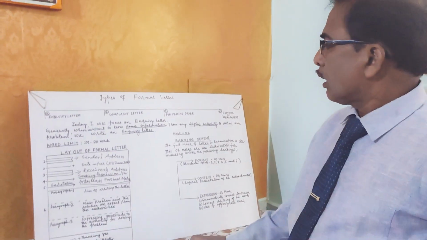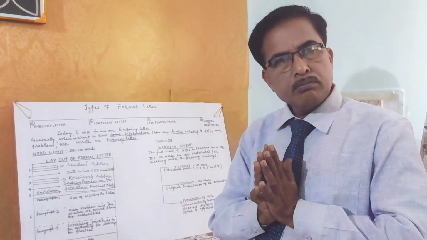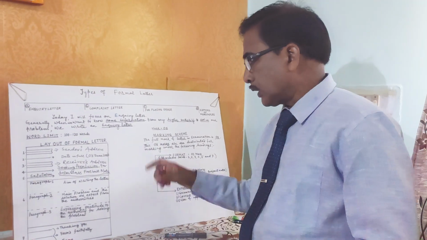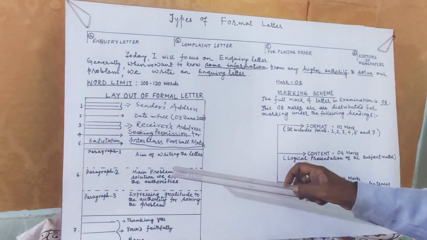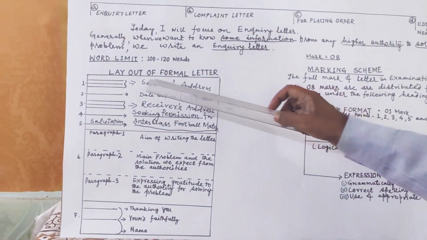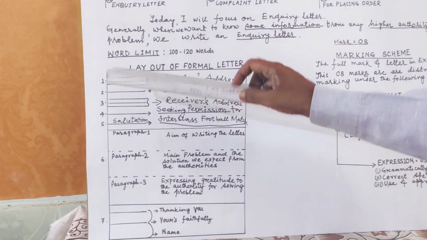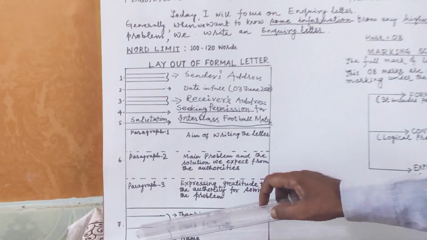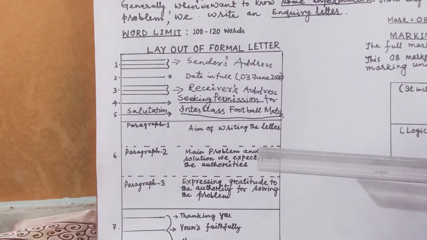Now let's see, this formal letter that CBSE has prescribed carries 8 marks. And what is the word limit? 100 to 120 words. Now let me show you a design, a layout of the formal letter. Now students, you can see I have mentioned some points beginning from 1 to 7. Please look at the picture.